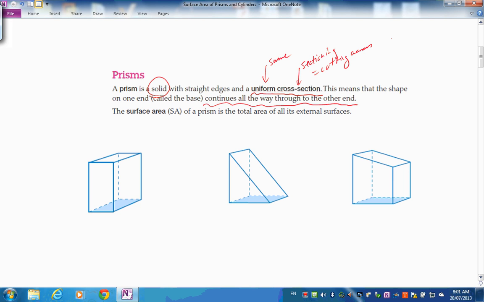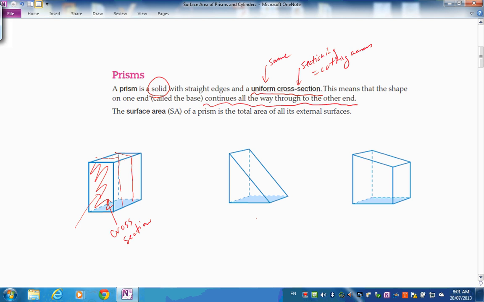So what does that mean? Well, let's come over to this one over here. If that's the end, if I cut through here anywhere through the body going that way, I will produce this end shape. So that's called the cross-section. The common section or appearance I get cutting across the body.